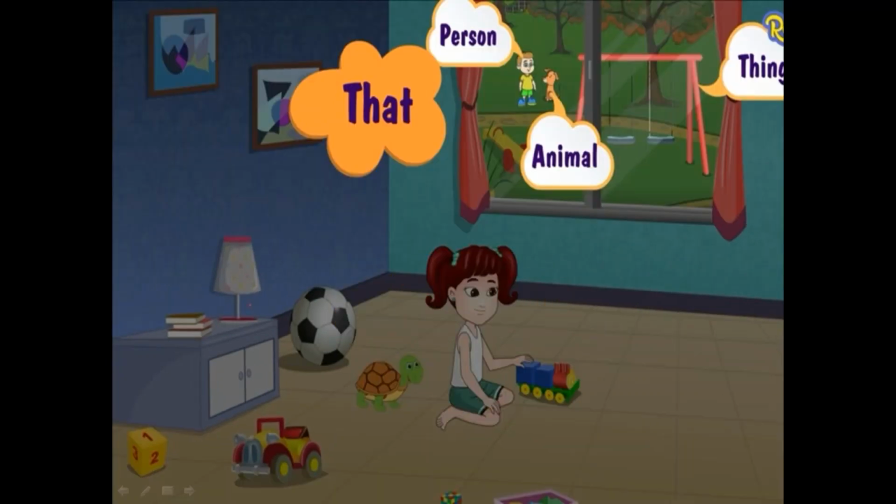Let's try to make some sentences for the things which are far from us. That is a boy. That is a dog. That is a swing.